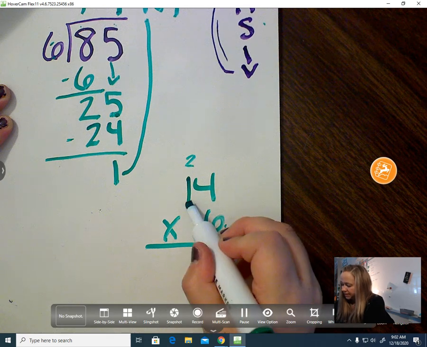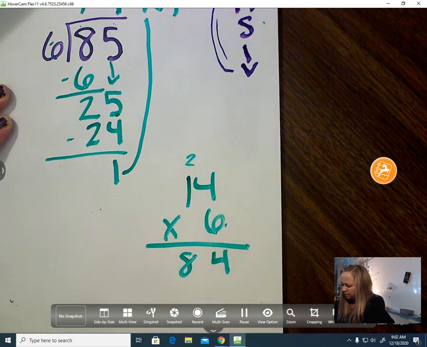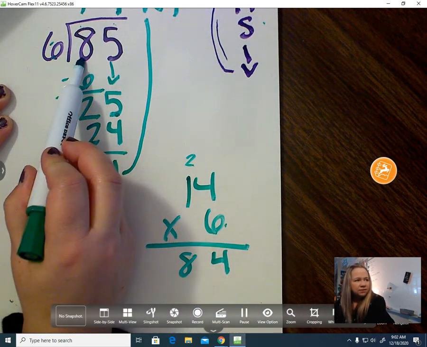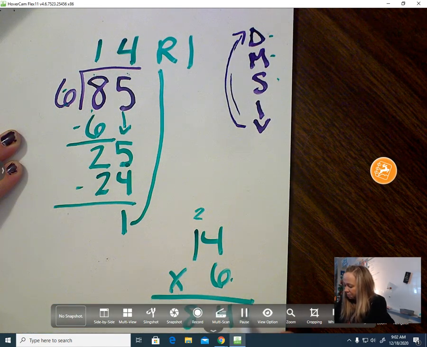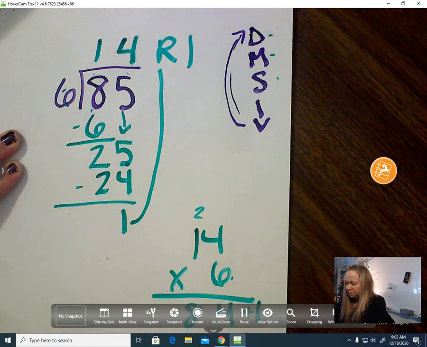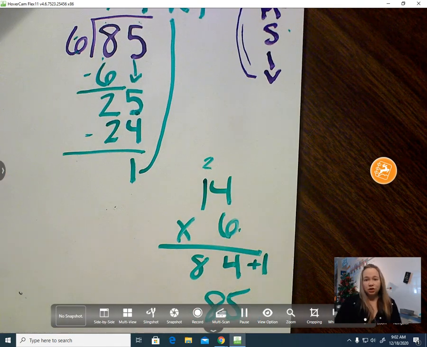6 times 1 is 6, plus 2 is 8. Oh, 84. I was supposed to get 85. But don't forget the remainder. So 84 plus 1 plus that remainder does give me 85, which is the number I started with. So you can use multiplication to check in long division.